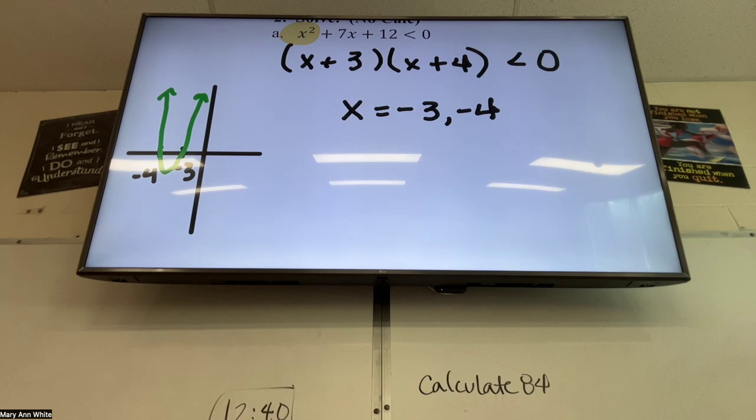And I want to know the interval here that's less than 0. So where am I less than 0? -4 to -3. And that is my interval notation. -4, -3. Can I include -4 and -3? No, parentheses.